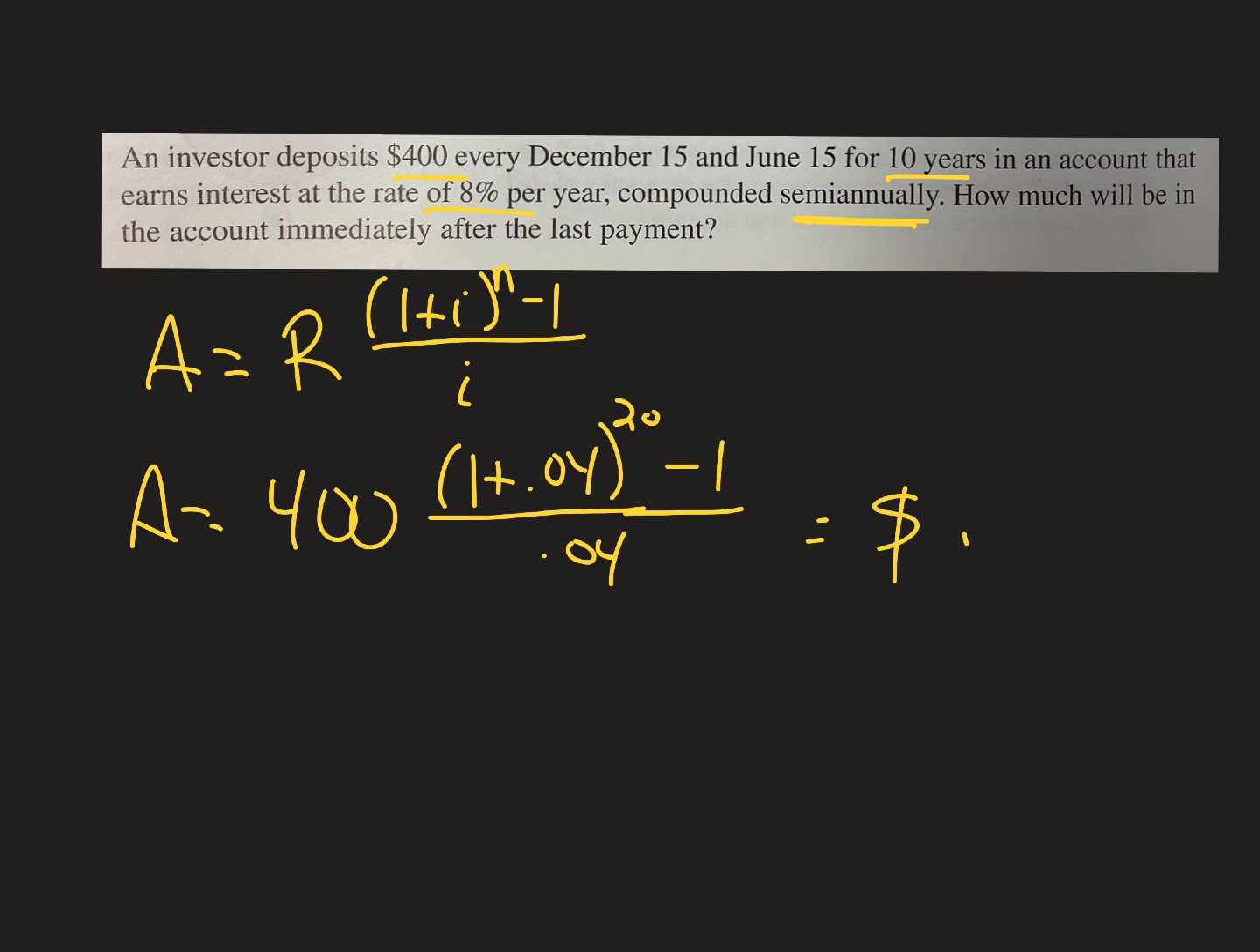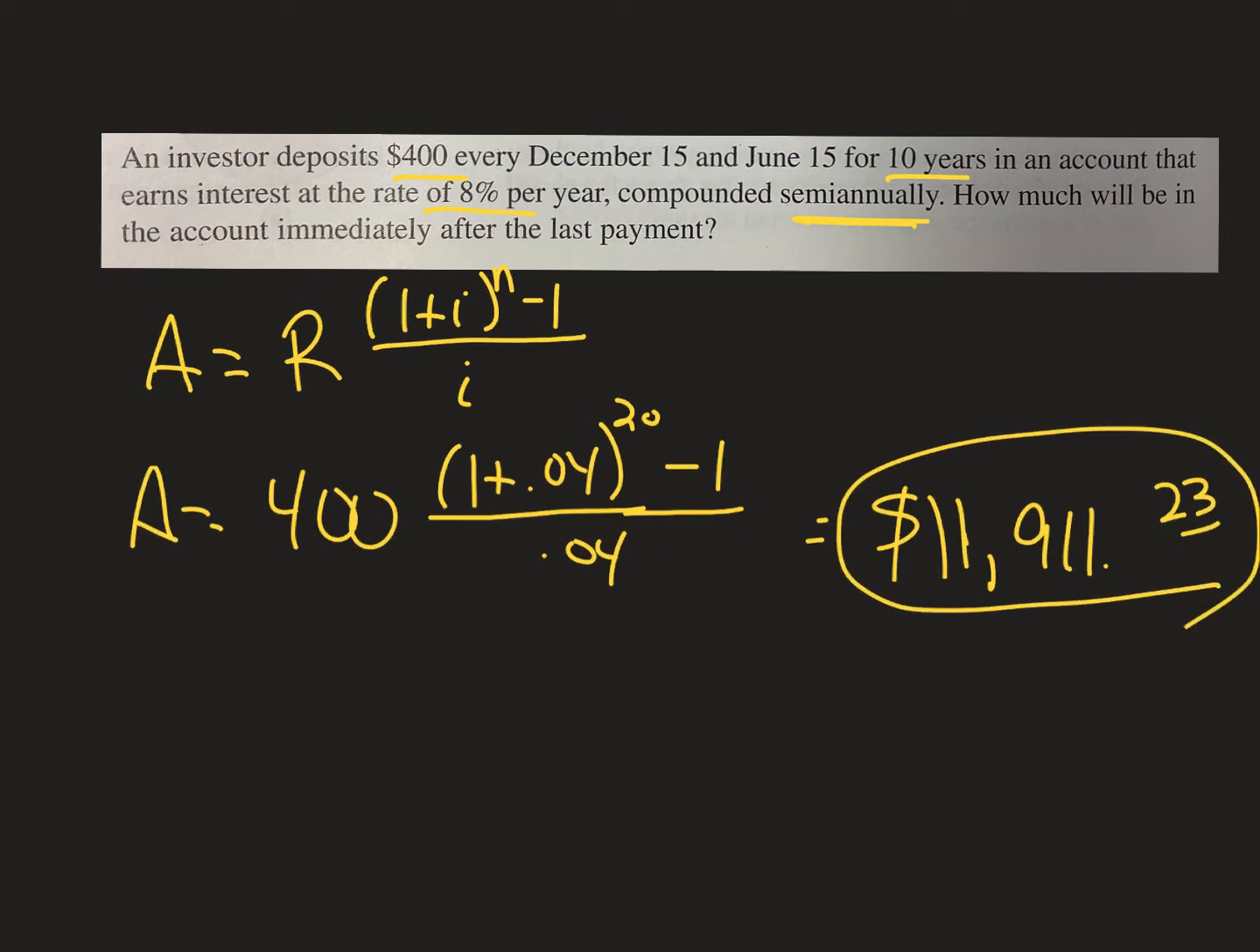And I'm getting this 11,000. Let me fix that real quick. $11,911.23. And you might want to practice punching that in your calculator. I told you that before. Make sure there's a lot of parentheses to punch that in.